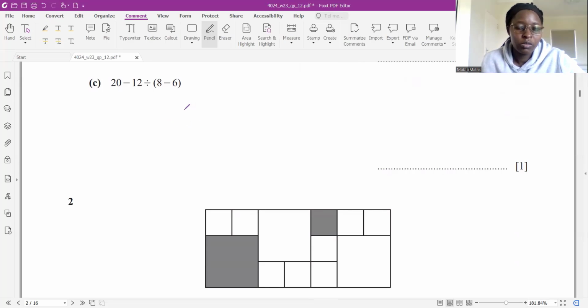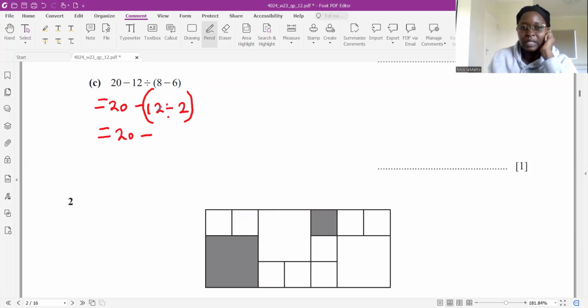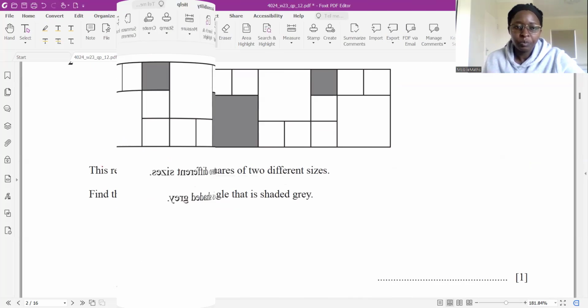20 minus 12 divided by the bracket. For this one, we are going to get 20 minus 12 divided by what is in this bracket: 8 minus 6, that's 2. So we first of all divide there. 12 divided by 2 is 6. So we are getting 20 minus 6, that's 14. That's our answer. Let's move on.